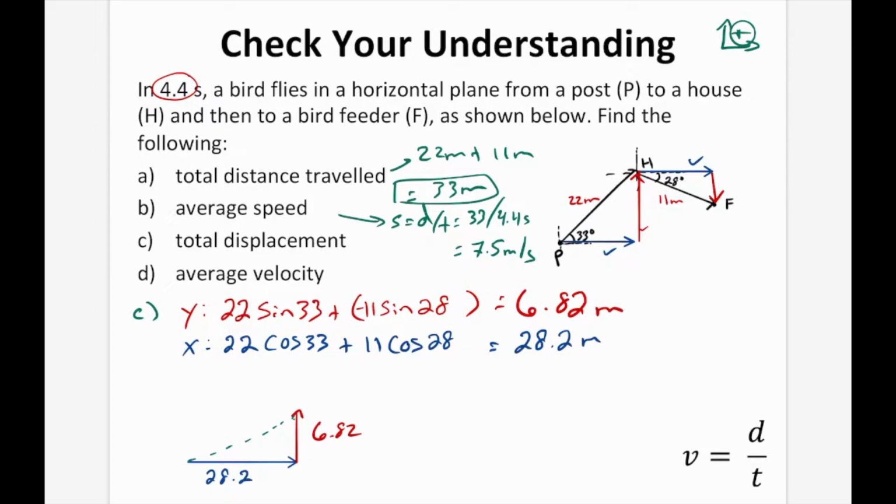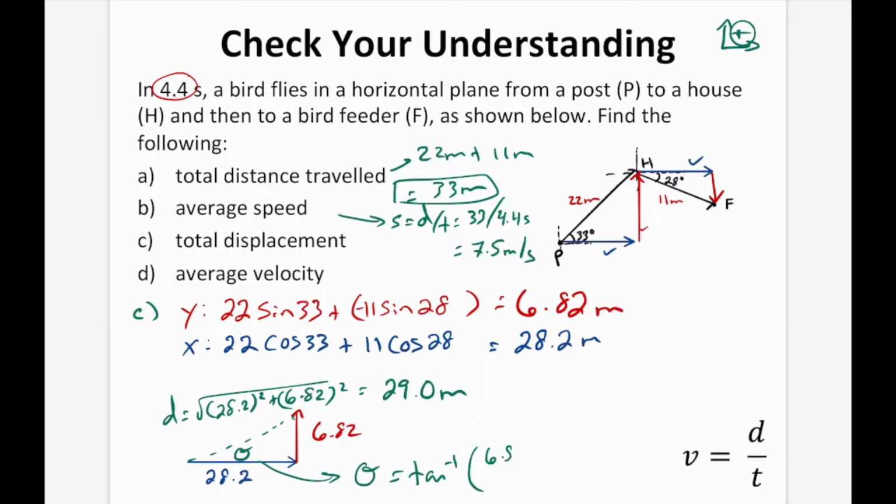Now the hypotenuse again represents the displacement. So the displacement is going to be, with the Pythagorean theorem, 28.2 squared plus 6.82 squared, and that equals 29.0 meters. We need theta. We talked about the shortcut to finding theta. Theta is going to equal tan minus 1, opposite, which is 6.82, divided by 28.2. And that equals 13.6 degrees.